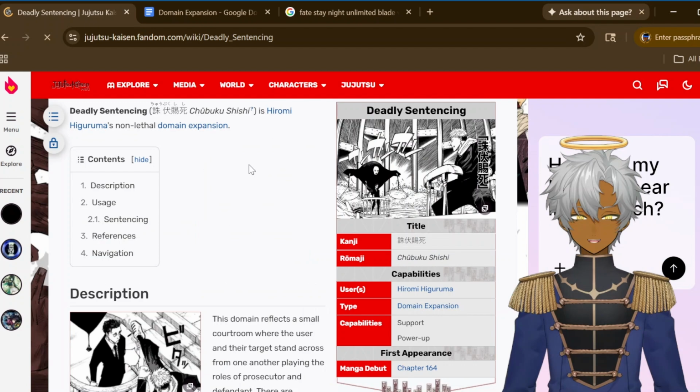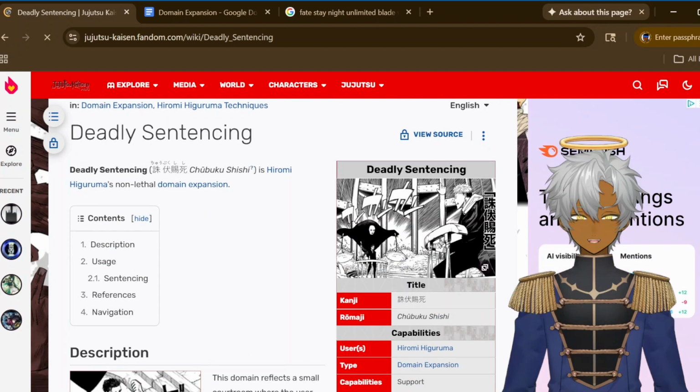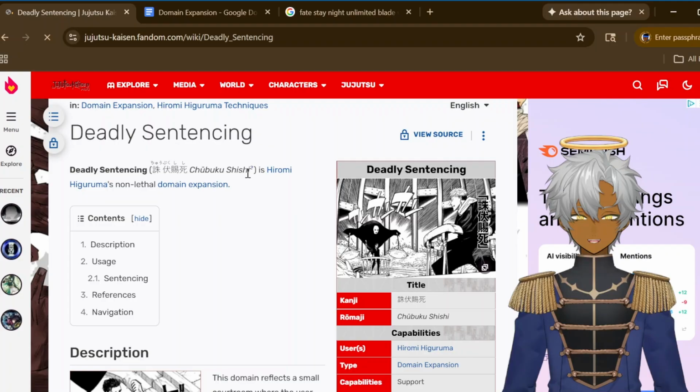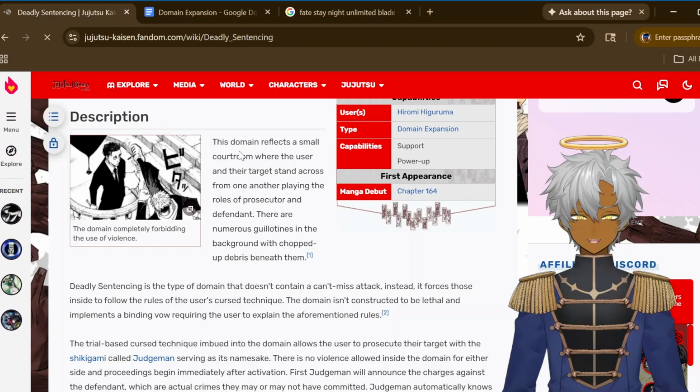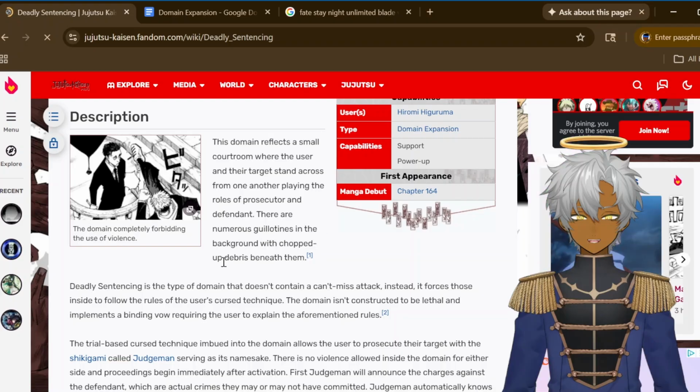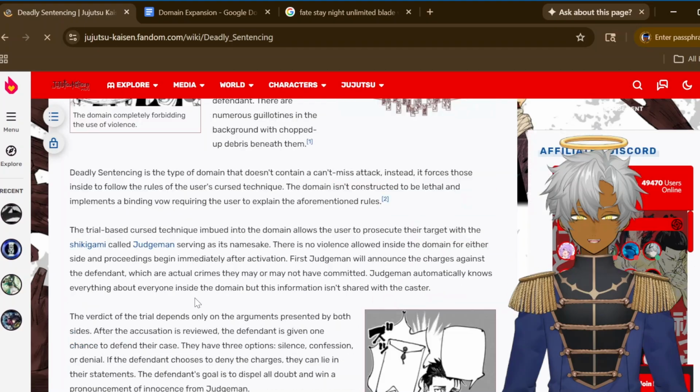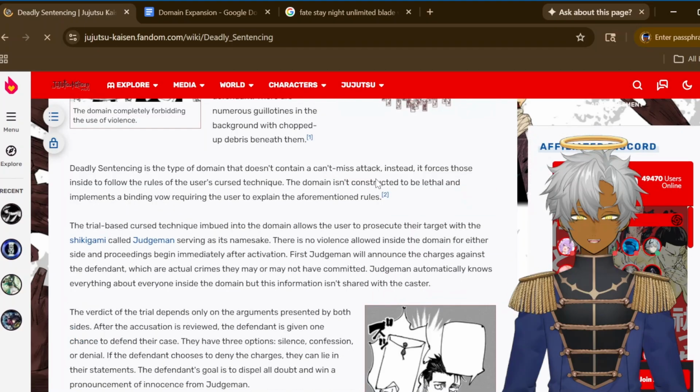Okay, so Higuruma, he is a lawyer, and his domain expansion is Domain Expansion: Deadly Sentencing. It is a non-lethal domain, and it says this domain reflects a small courtroom where the user and their targets stand across from one another, playing the roles of prosecutor and defendant. There are numerous guillotines in the background with chopped up debris beneath them. Deadly Sentencing is a type of domain that does not contain a can't-miss attack or a sure-hit attack. Instead, it forces those inside to follow the rules of the user's curse technique.